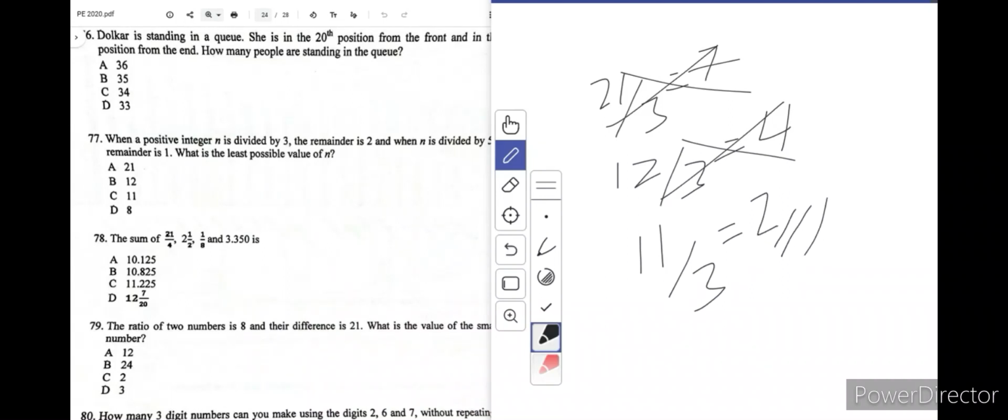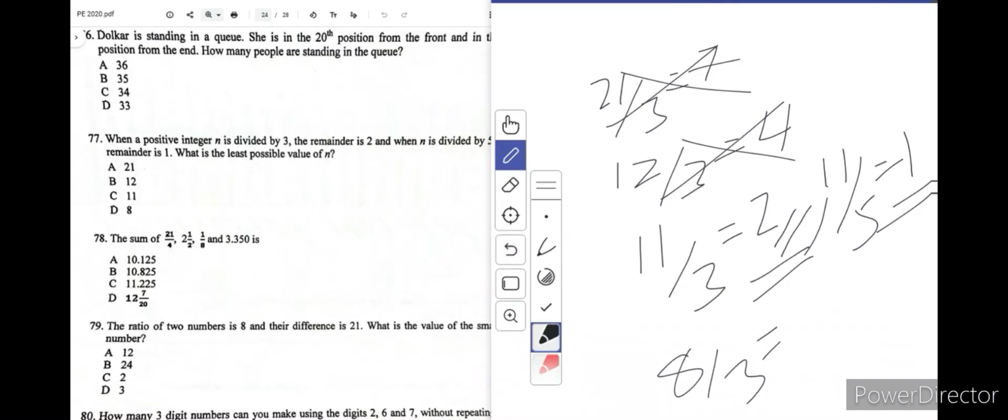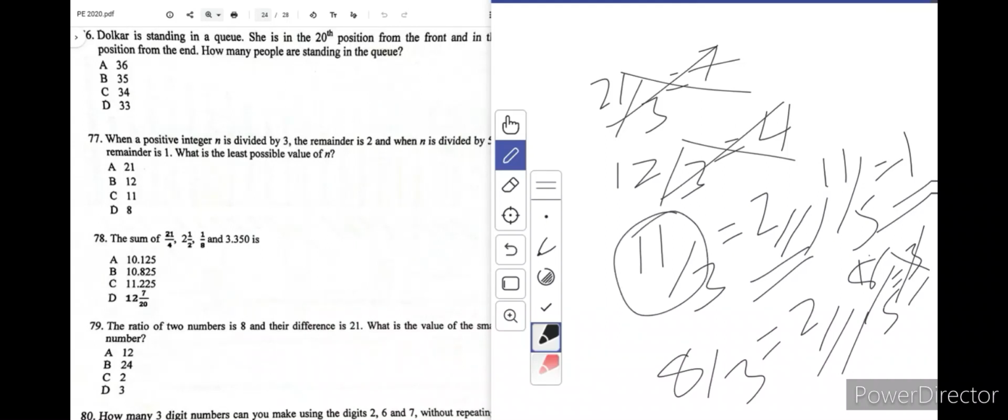Now we look into the second case, that is 11 divided by 5. 5 twos are 10 and the remainder is 1. So this option gets both our conditions correct. But since they are asking for the least possible value, we will also try 8. 8 divided by 3, 3 twos are 6, the remainder is 2, this is correct. Next case, 8 divided by 5, the remainder is 3. So this does not fulfill our condition, so the correct answer is 11. So for question number 77, the correct option is option C, 11.